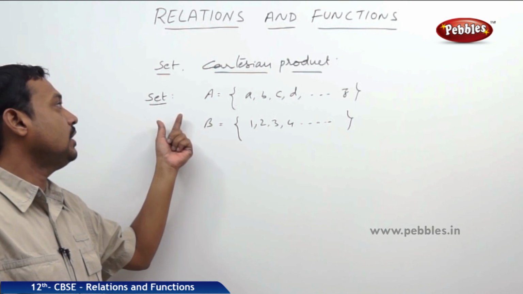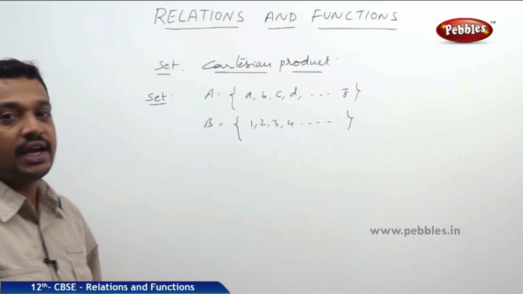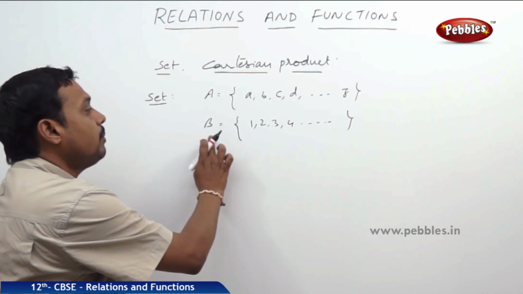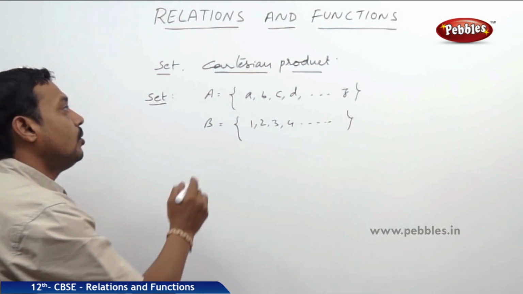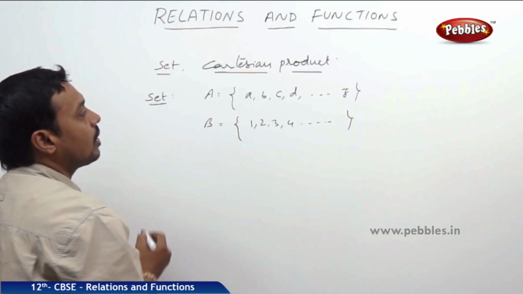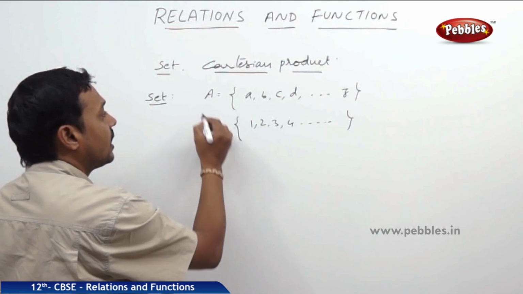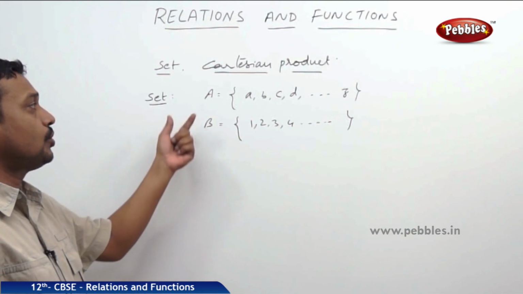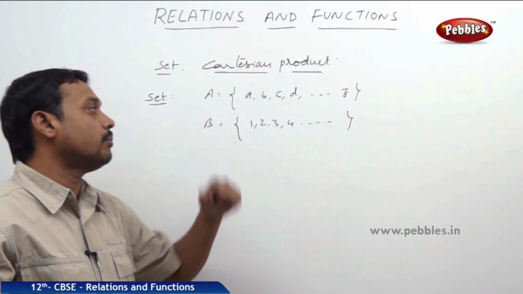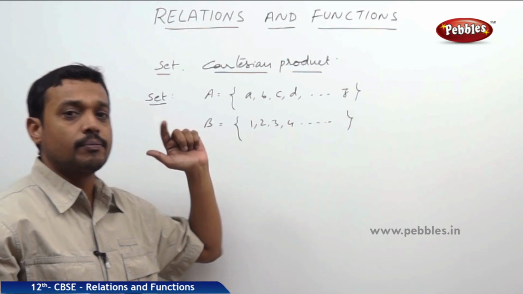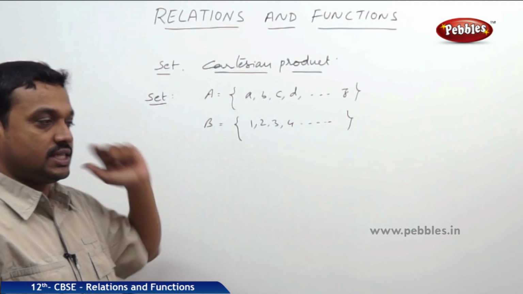Now we know that if the number of elements in any set is finite, then that is called a finite set. If the number of elements in any set is infinite, then that is called an infinite set. Look, A has a limited number of elements, A, B, C, D and so on up to Z, probably 26 elements there. Therefore, the number of elements in the set A is equal to 26, hence it is a finite set. Whereas, the set B contains infinitely many numbers, 1, 2, 3, 4 and so on, it is going on. So this set contains infinitely many numbers, hence it is an infinite set.